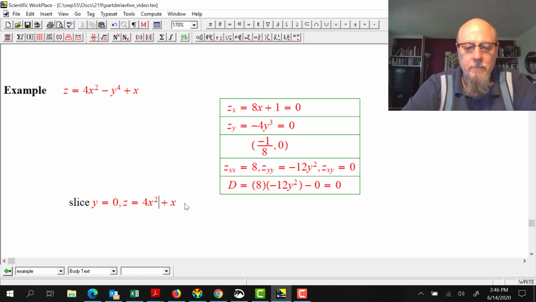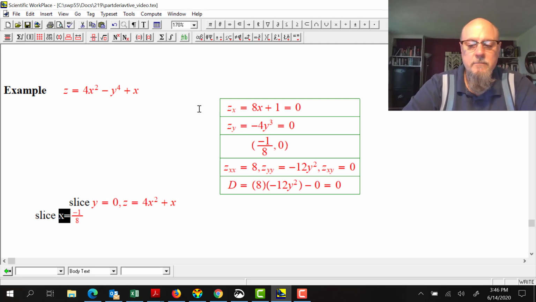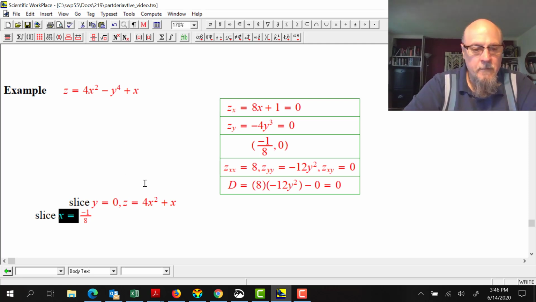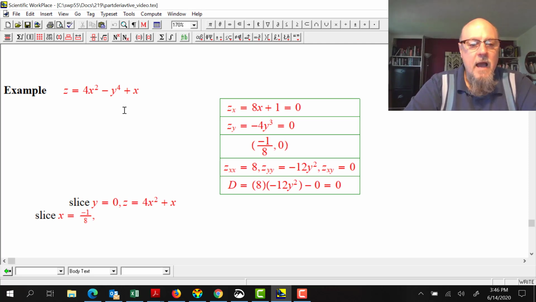Upward facing parabola. If I take the slice when x is equal to minus an eighth, so going through the critical point, but this time parallel to the other plane, when I do that, I get, well, let's see.